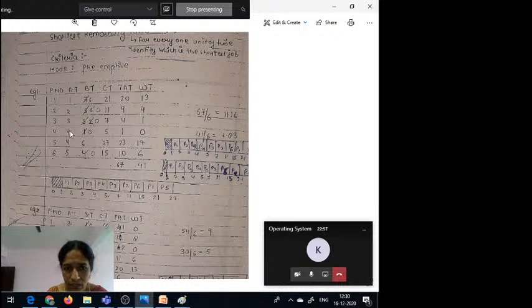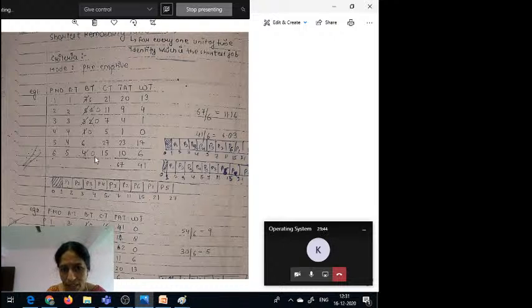Now coming to the next, at 4 milliseconds, 2 processes, P4 and P5, have both arrived. In this case, which one enters the CPU first? The one with the minimum burst time. P4 has a minimum burst time of 1, and P5 has a burst time of 6. Out of these 2, P4 is the minimum, so P4 enters the CPU. After completion of this 1 millisecond, it is done.